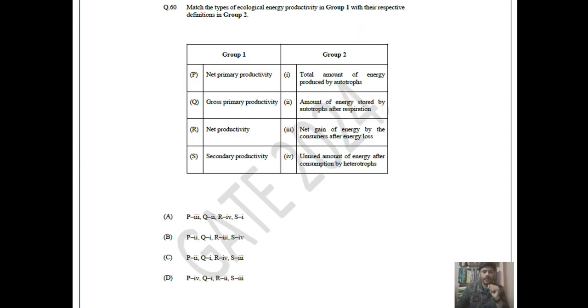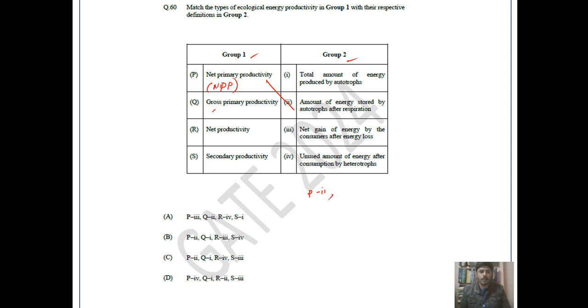So coming to the next question, that is question number 60. It is also a matching type question, where group 1 represents the ecological energy productivity and their respective definitions are presented in group 2. So if we see net primary productivity, or NPP, it can be defined as the amount of energy stored by the autotroph after respiration. So P matches with 2.